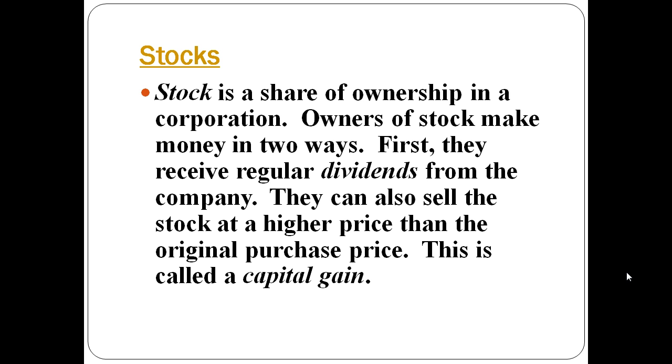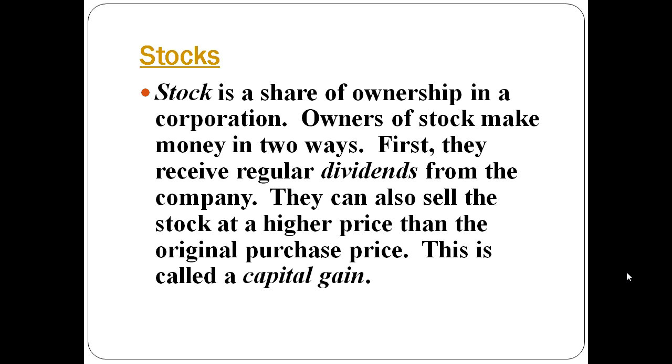So owners of stock make money in two ways. First, they receive regular dividends from the company. So a dividend is basically a kind of a thank you payment from the company for owning their stock. You can also sell the stock at a higher price than the original purchase price. This is called a capital gain.